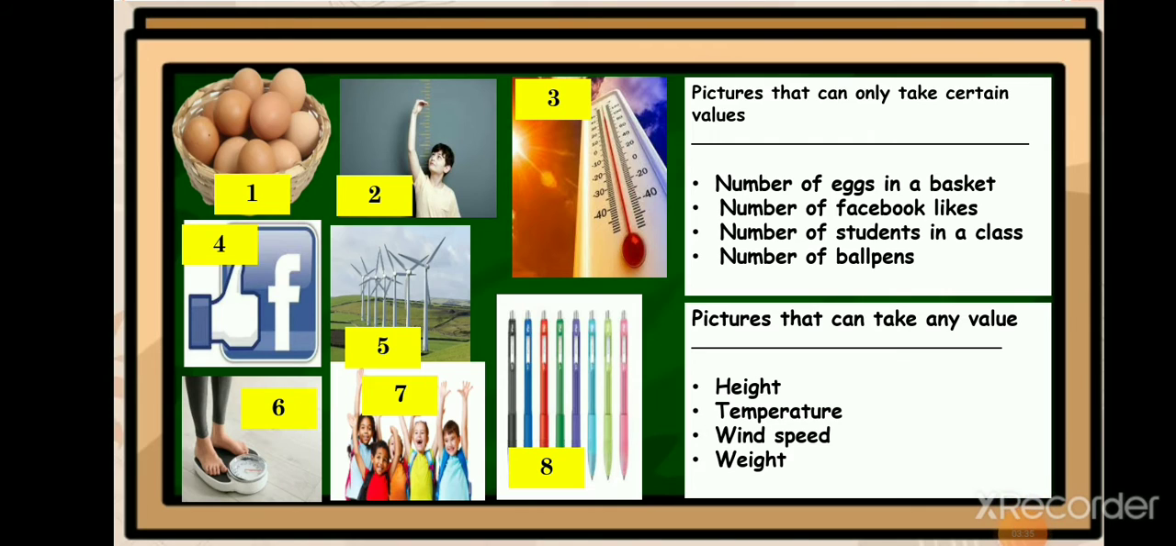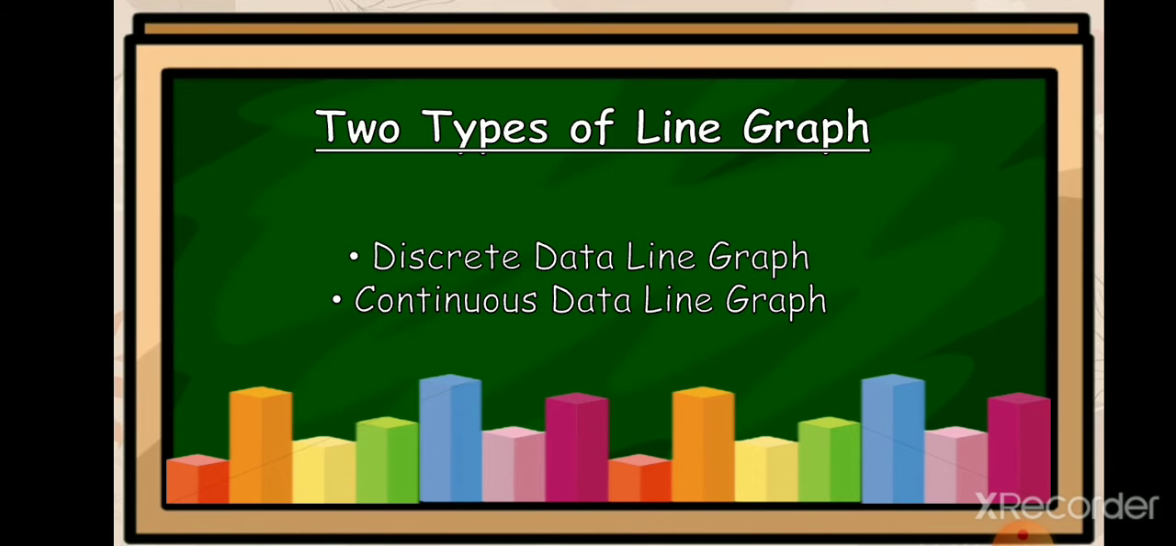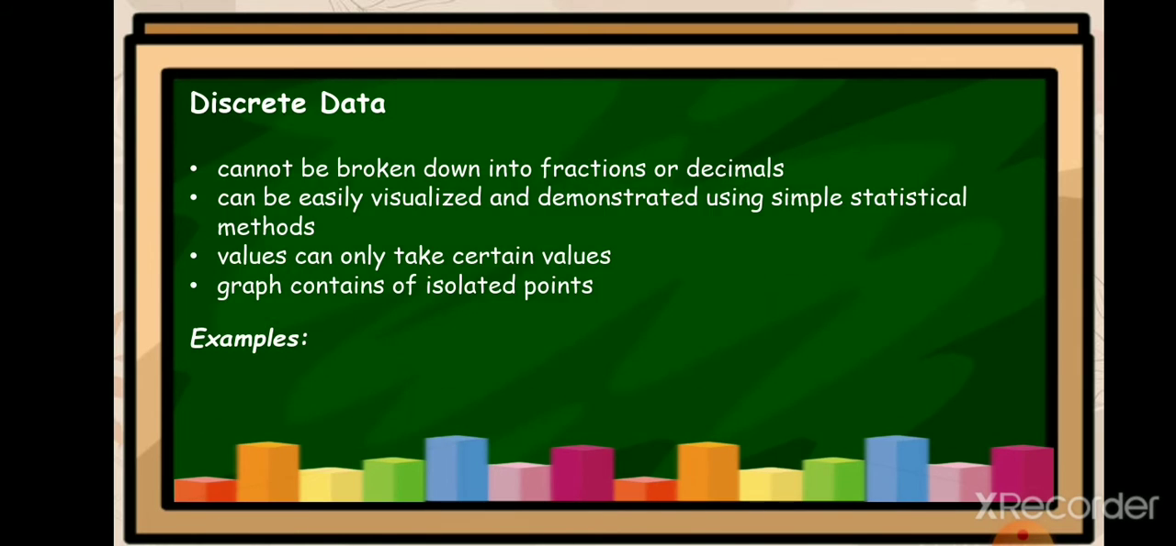And now that you understand the difference between the two, I will discuss the two types of data and data line graph. There are two types of line graph: discrete and continuous data line graph. What is discrete data? Discrete data cannot be broken down into fractions or decimals. It can be easily visualized and demonstrated using simple statistical methods. Its values can only take certain values, and its graph consists of isolated points.